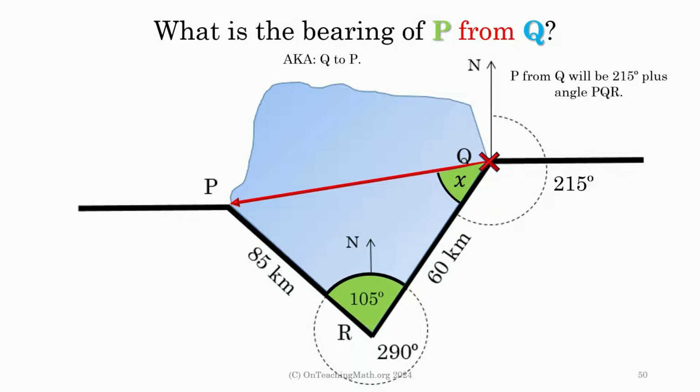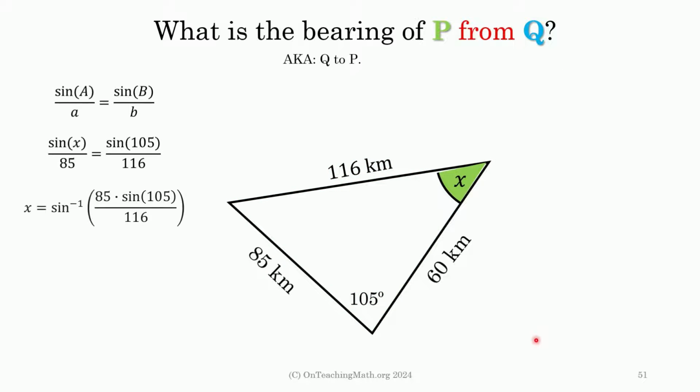We found out a minute ago that this angle right here was 105. So it looks to me like I've got an angle and its opposite, another angle that I need and its opposite. That is the sine rule. Pretty cool. We've got cosine rule. Now we've got sine rule. We're going to solve this for the side.